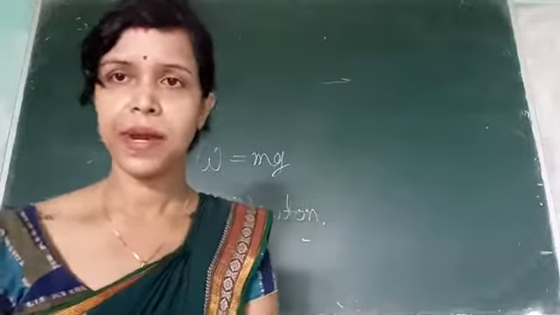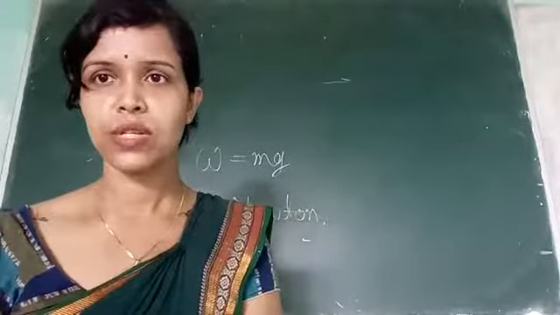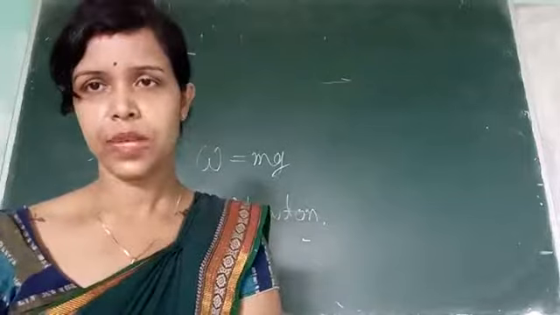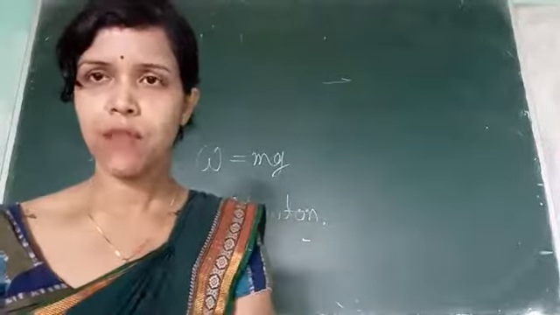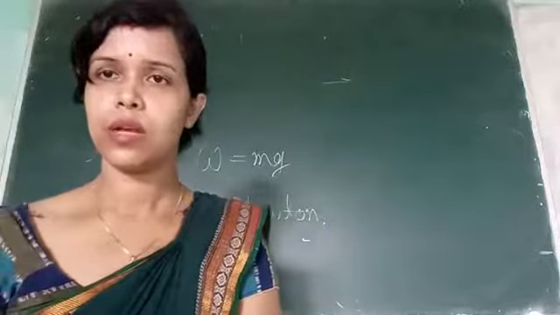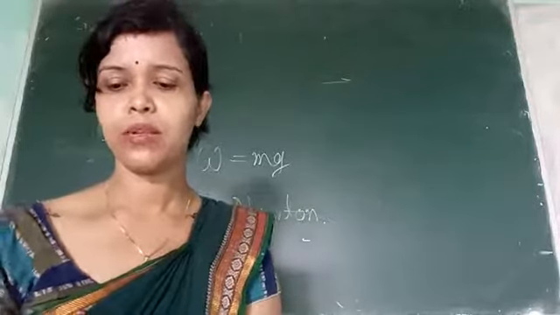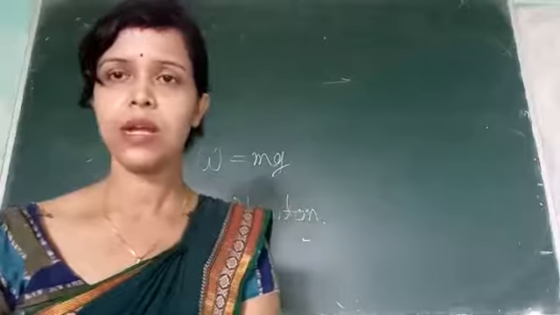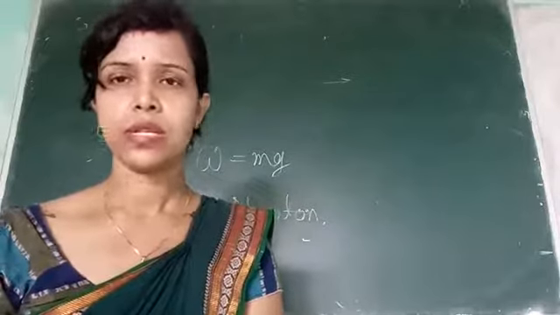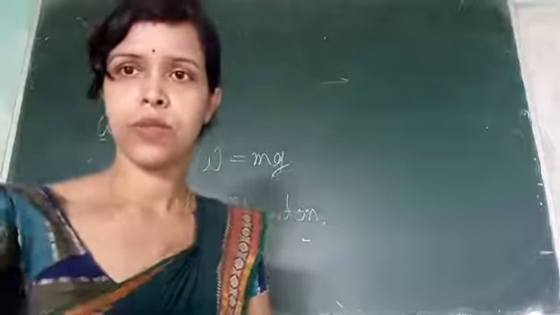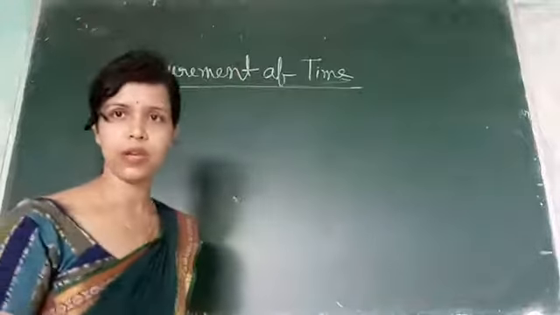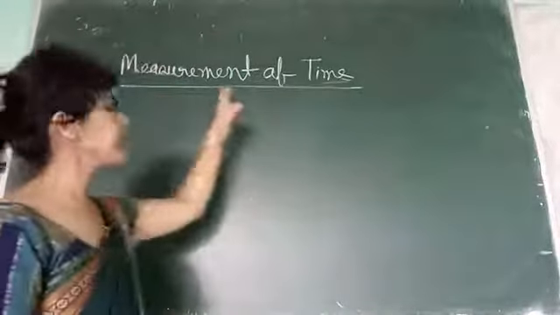Mass is constant, but weight is variable. It depends upon the location where we have kept the body. So about mass and weight, these are the main things. After that I will discuss the topic measurement of time. So at first I will discuss measurement of time.